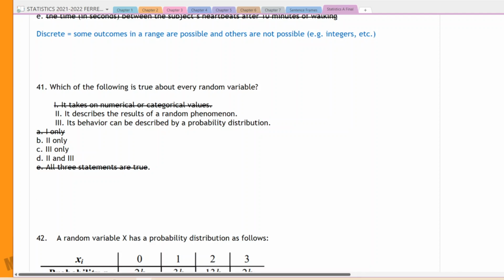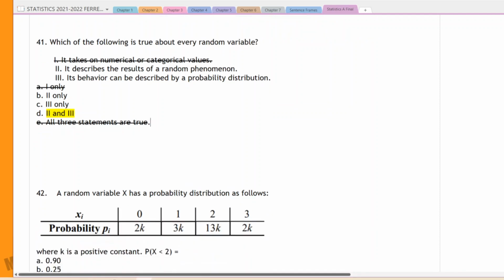So it looks like we can just take a look at question 2 and decide from there. It describes the result of a random phenomenon. That's true. There has to be some kind of a probabilistic outcome for each of the numerical values in a random variable. And number 3, its behavior can be described by a probability distribution. And that is also correct. So since numbers 2 and 3 are both correct, our correct answer for question 41 is letter D.